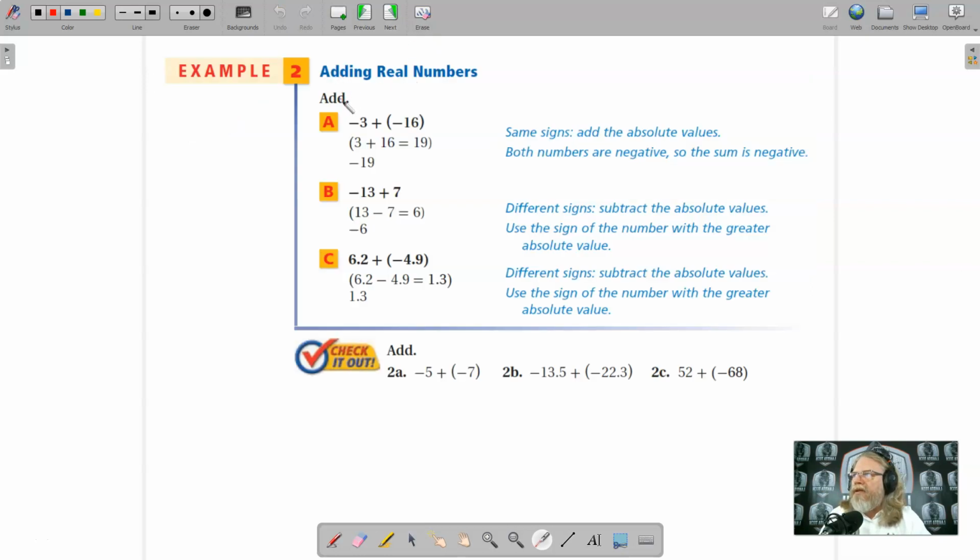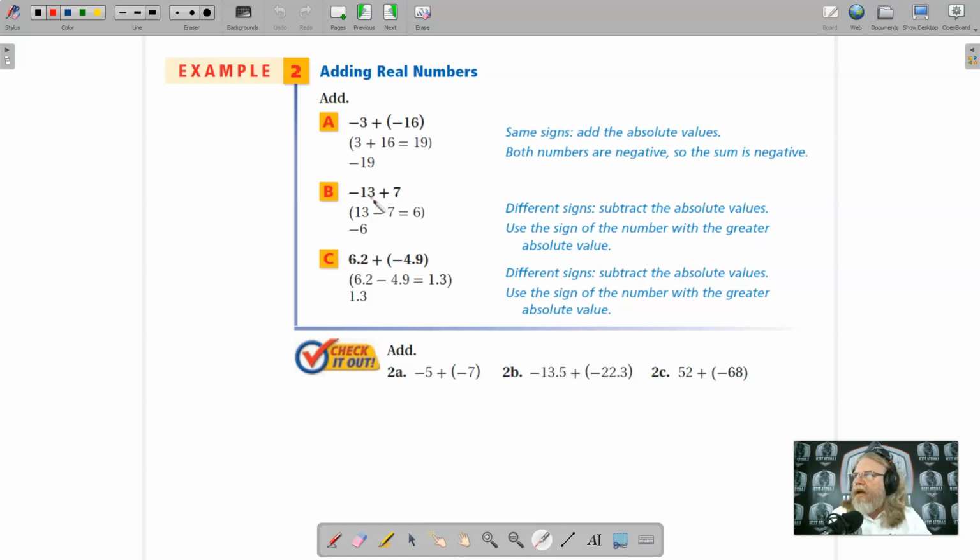So adding real numbers, here we've got 3 examples, A, B, and C. Example A is negative 3 plus negative 16. So we're adding two negative numbers. They're both negative, so they're just going to get more negative. So let's go ahead and add those together. 3 plus 16 is 19. There's our 19. And, of course, it's negative because they're both negative, so the answer is going to be negative.